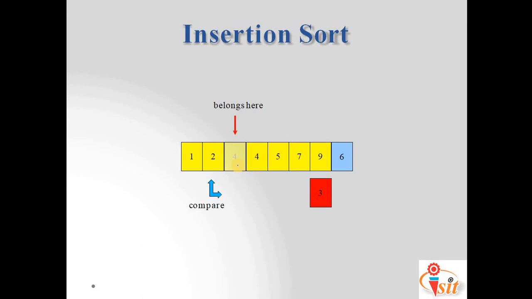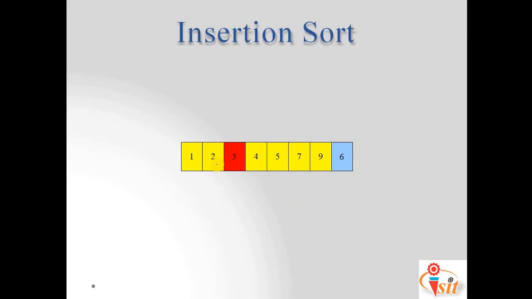Again 3 is going to be compared with 2. But here 3 is the largest element. So in that case, in between 2 and 4, 3 is going to be inserted. Now 1, 2, 3, 4, 5, 7, 9 we are going to call the sorted subarray, and 6 we are going to call the unsorted subarray.